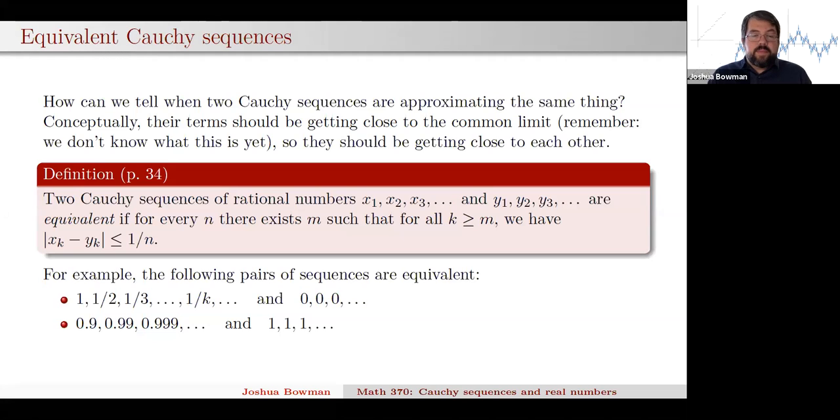So there's a couple of examples. We'll think more about these in the future as well. These two pairs of sequences are equivalent. 1, 1/2, 1/3, 1/4, and so on is equivalent to the sequence that just is 0, 0, 0, 0, 0. And the sequence 0.9, 0.99, 0.999, and so on and so forth, is equivalent to the sequence 1, 1, 1, 1, 1. So that's worth thinking about, and maybe we'll bring that up in the discussion.